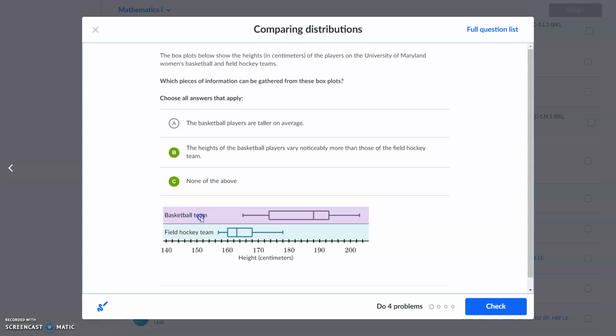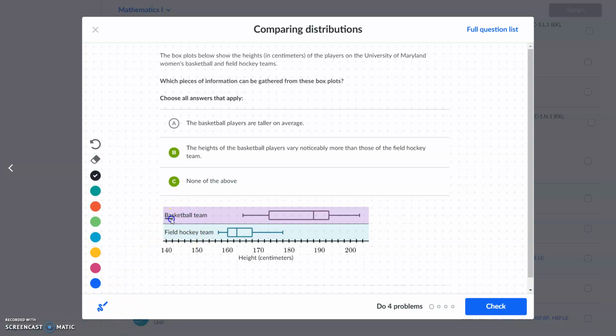This has the basketball team and the hockey team. And you know that these are box plots, so we should be able to read them. Let's turn all the answers off. It says here that the basketball players are taller on average. Taller on average means that their average would be higher. So let's look at the basketball team and see if most of them are maybe taller.